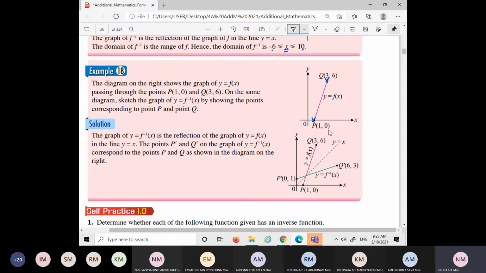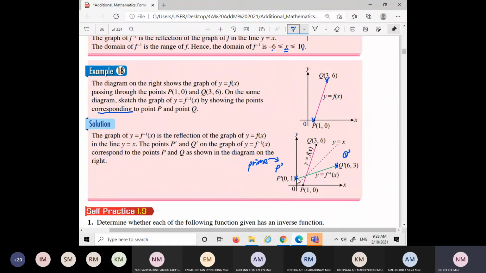So you see the (1, 0), the corresponding point will be (0, 1). So you mark (0, 1). The corresponding point of P, you label it as P prime. The comma on the top, we call it prime, P-R-I-M-E. Then same thing for the point Q, (3, 6) will become (6, 3). The corresponding point of Q is Q prime.